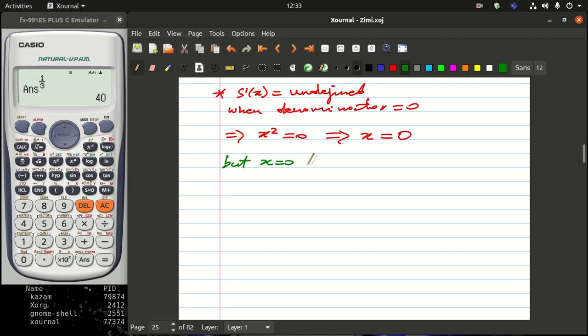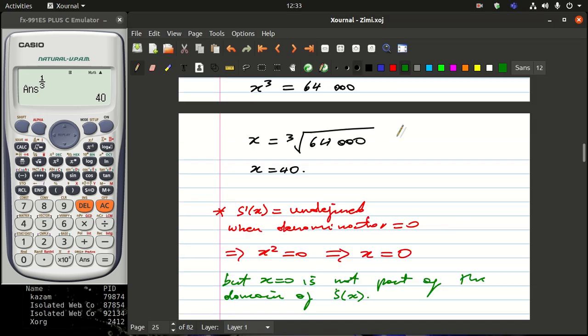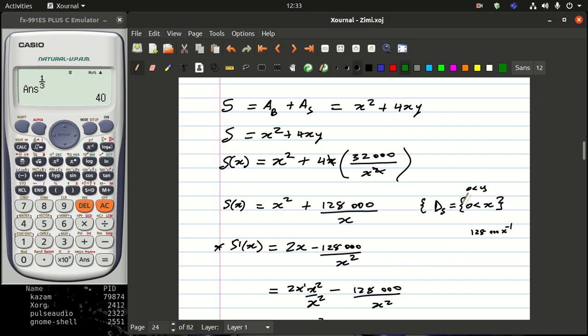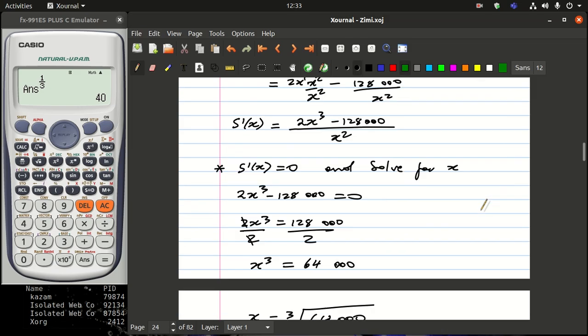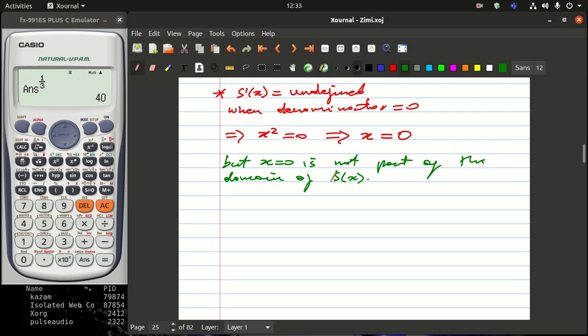But x equal to 0 is not part of the domain of s of x. So this one is not part, so we don't even have to check that because it is not part of our restrictions. That is why I was writing it reddish, because it's not part of this.